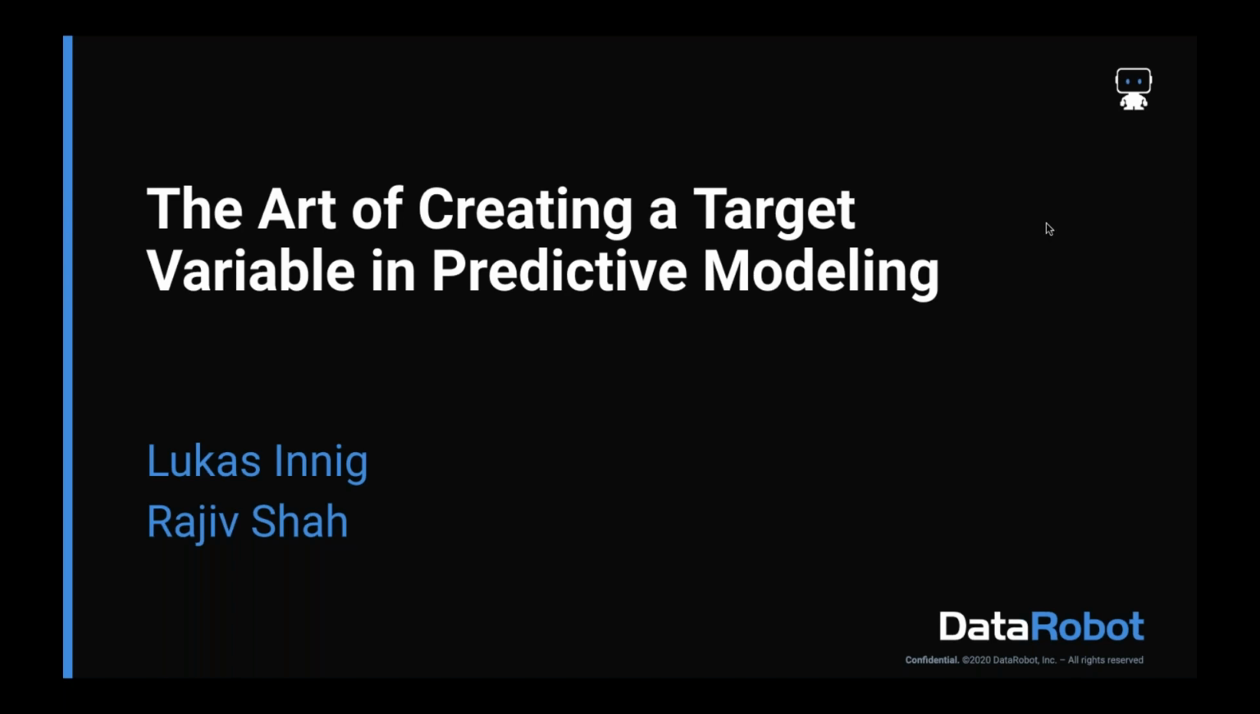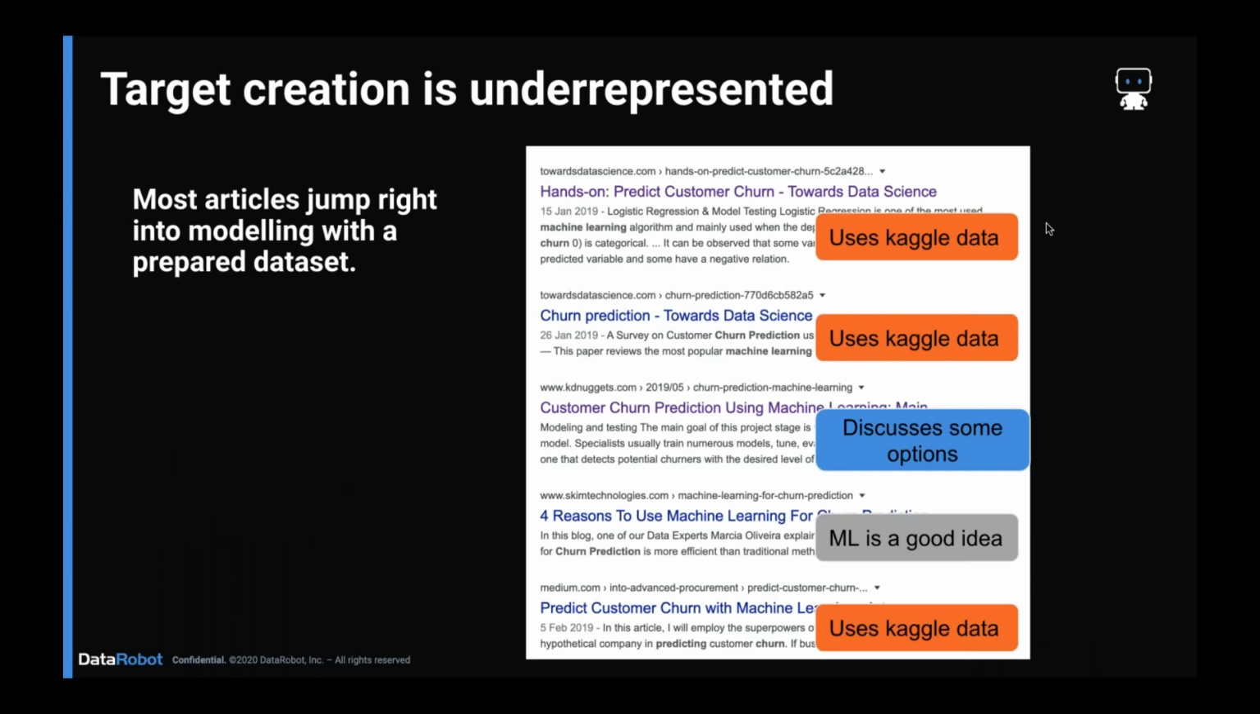So I did a little bit of research where I just had a look at the first page of Google results. And out of the first five results, three just jump in with a pre-prepared data set, which comes from Kaggle. And they start jumping right into the feature engineering and different modeling techniques, etc. One of them does discuss some options on how to actually come up with a target. And a fifth one is just telling us that machine learning is indeed a good idea and we should do it. So I thought, if nobody's covering this, maybe it makes sense to talk a little bit about this part of data science, which seems to be overlooked and underrepresented in the documentation that's out there.